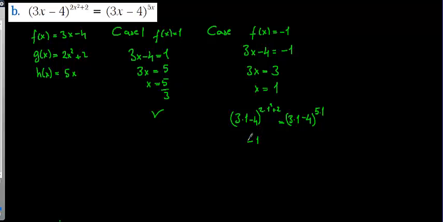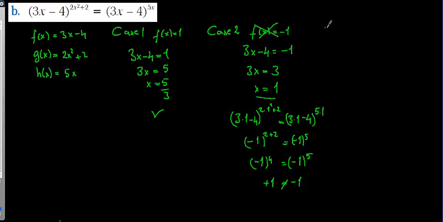And minus 1 to the power of 2 plus 2, minus 1 to the power of 4, is equal to minus 1 to the power of 5. Minus 1 to the power of 4 is equal to 1, minus 1 to the power of 5 is equal to minus 1, that's why they are not equal to each other, so f(x) cannot be equal to minus 1, so x cannot be equal to 1. Okay, this was case 2.